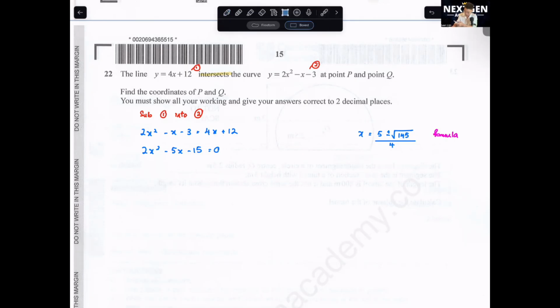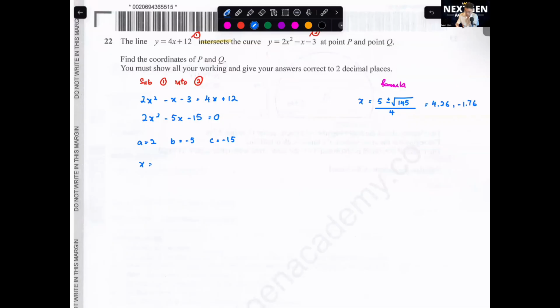This one is okay, so that I can just show the working. This is 4.26 and negative 1.76. Now show your working. A equals 2, B equals negative 5, C equals negative 15. Okay, you want full marks? Show all your working. So x equals negative b plus minus square root b squared minus 4ac over 2a.